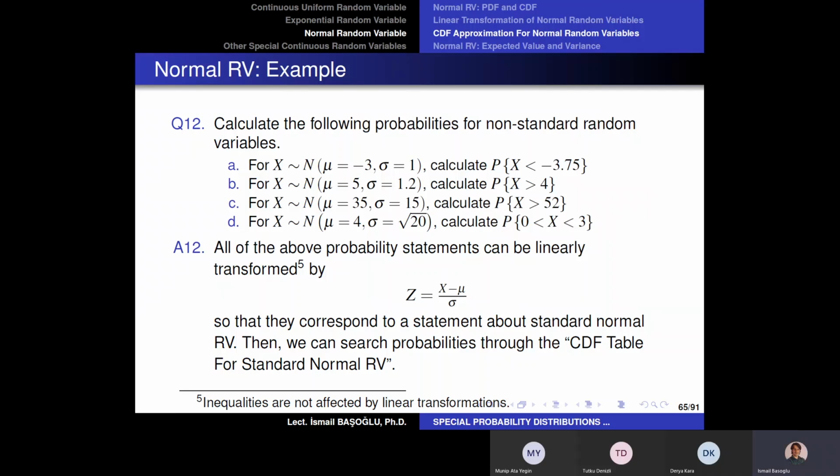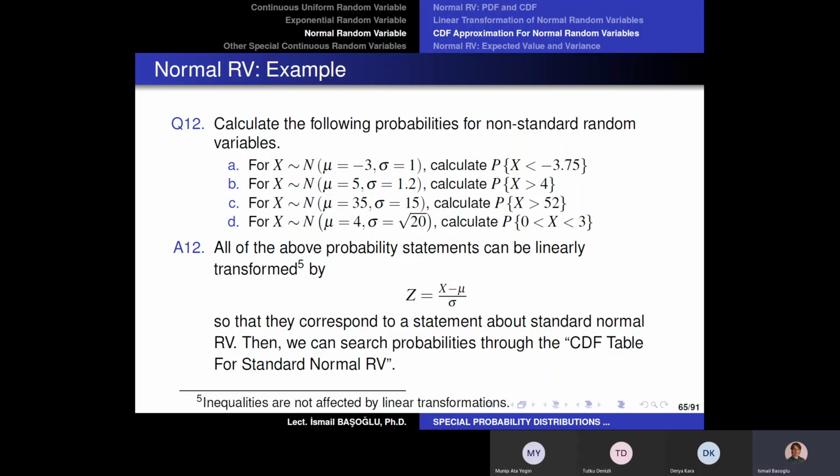Now, the time comes for calculating the probabilities for non-standard normal random variables. Remember now, our main objective is to solve questions related to normal random variables, whatever their parameters are. It doesn't matter, so it may be non-standard as well. Not in all questions are we going to deal with the standard normal distribution. In some questions, we are going to see non-standard normal random variables. So we need to learn how we can calculate the probabilities for normal random variables.